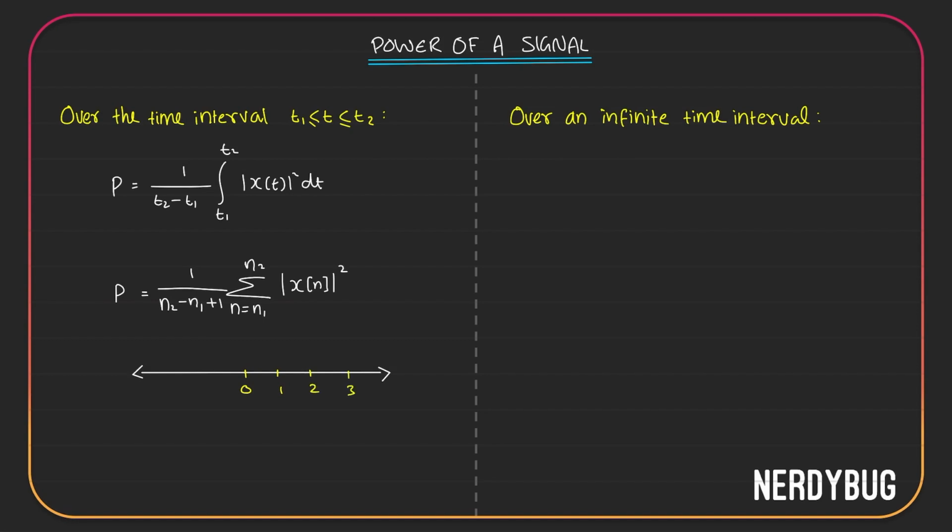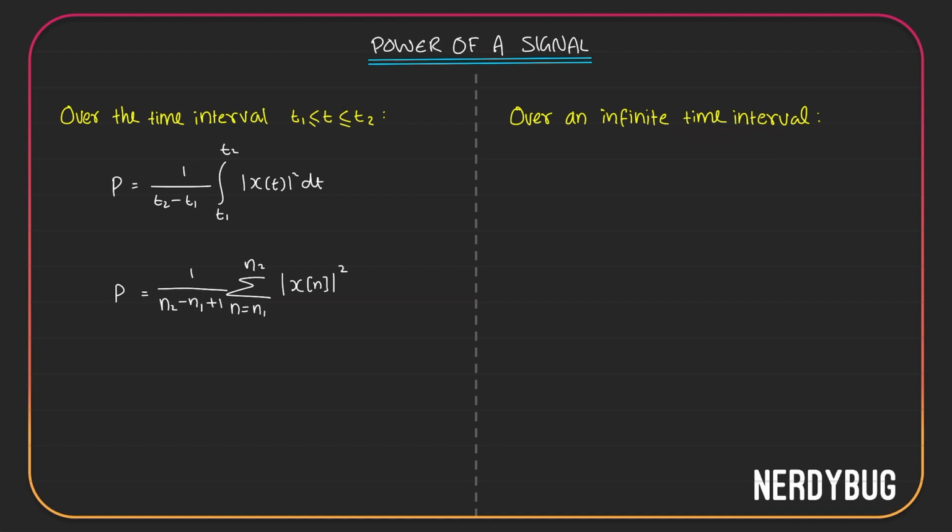So over here, my n1 is going to be 0, n2 is going to be 3, right? What is n2 minus n1? 3 minus 0, that is 3. But is 3 the number of terms I have taken? No, I have taken 1, 2, 3, 4 terms. So to get the total number of terms I have taken, I should take n2 minus n1 plus 1, that is 3 plus 1. I should take 4. So when you're dividing here, it shouldn't be 1 by n2 minus n1, it should be 1 by n2 minus n1 plus 1. We can define the same thing over an infinite time interval.